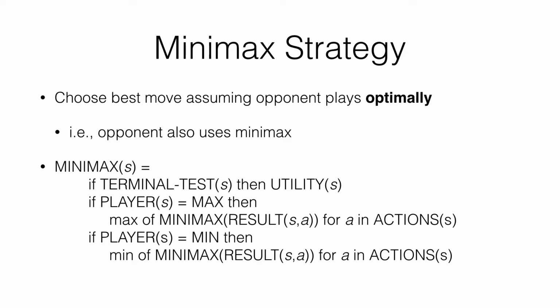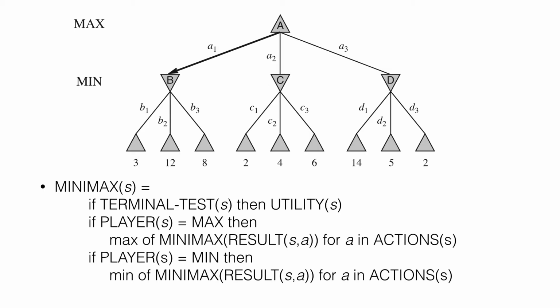So let's look at this. Let's try to visualize this. This is a diagram from the book of a state space tree. The idea is you can see at the top it's the max player's turn to choose where to move from state A.